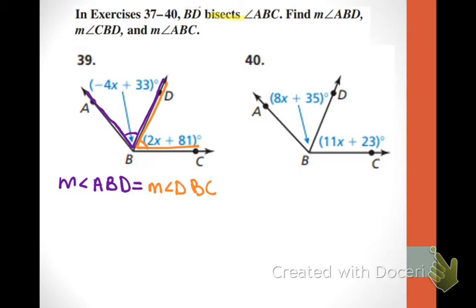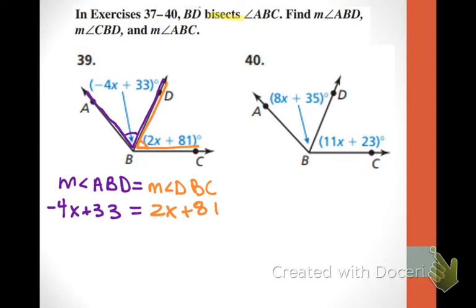So what is the measure of angle ABD? Negative 4x plus 33. And the measure of angle DBC? 2x plus 81. So this is where you just use algebra. Which is the smaller x? Negative 4x or 2x? Which one is smaller?